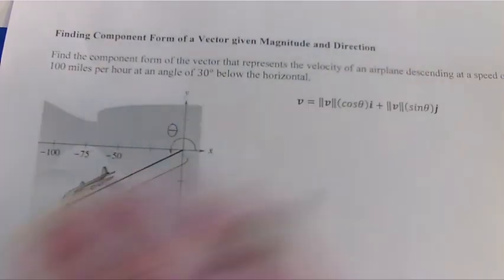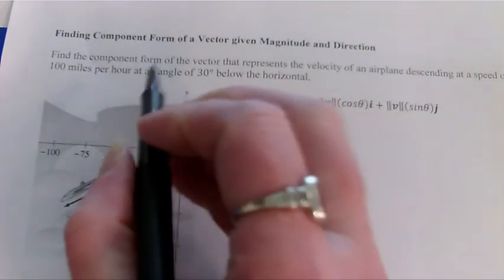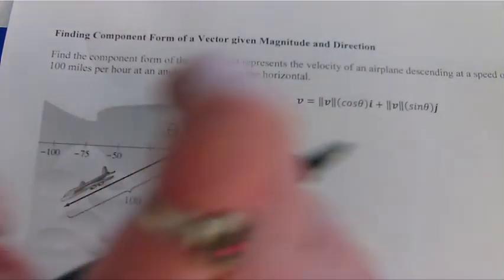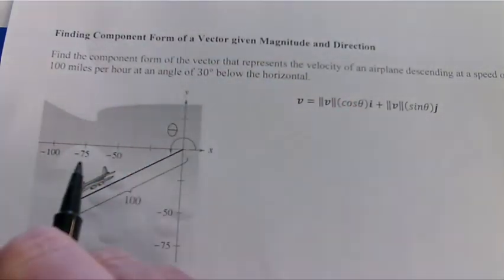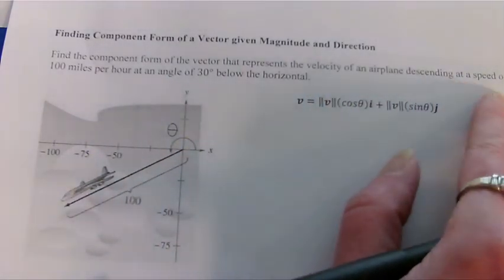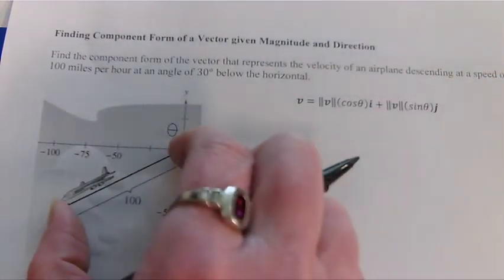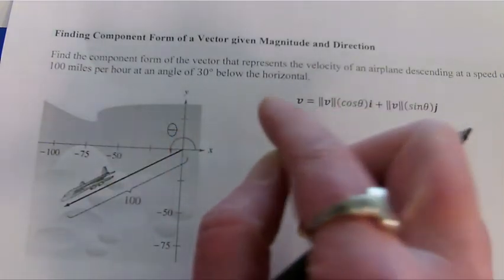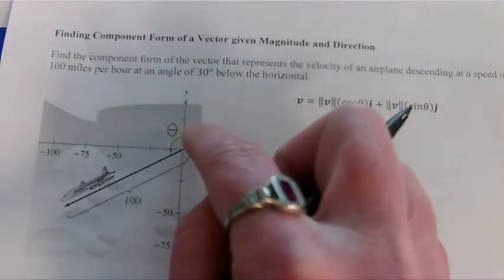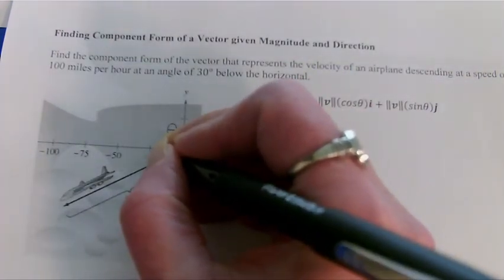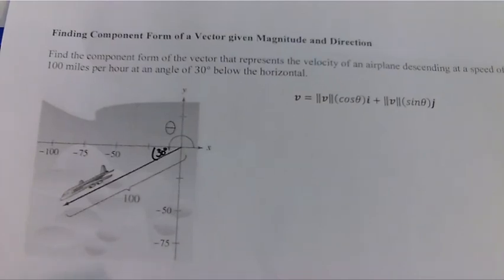I want you to look at this picture. Find the component form of the vector. So that means we want the horizontal distance and vertical distance that represents the velocity of an airplane descending at a speed of 100 miles per hour. So the magnitude is 100, and it's 30 degrees below the horizontal. So that means my reference angle here is 30 degrees.